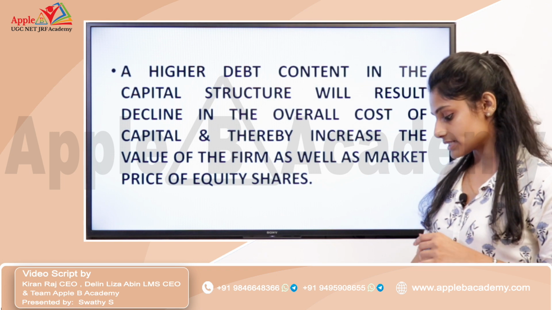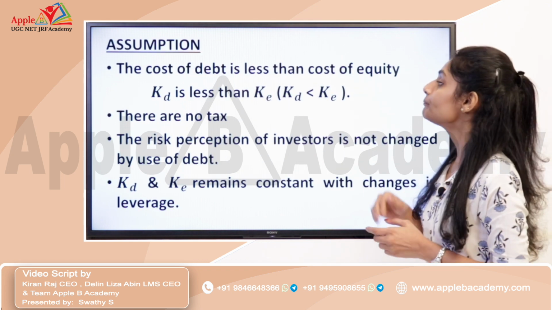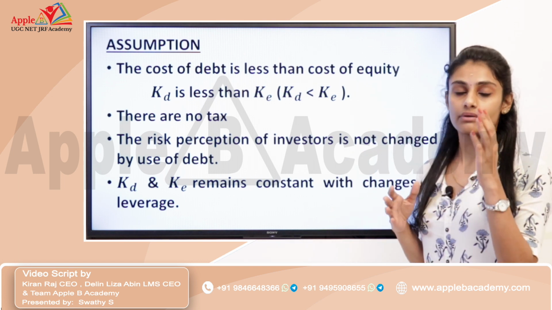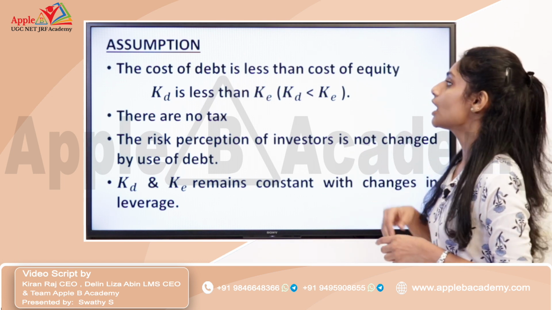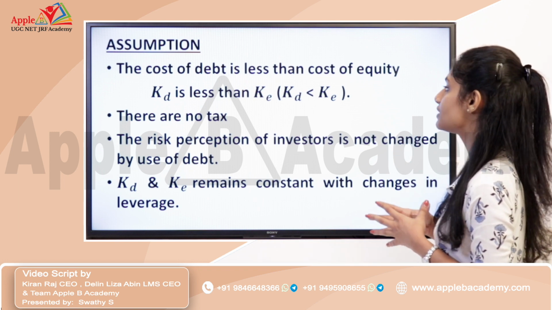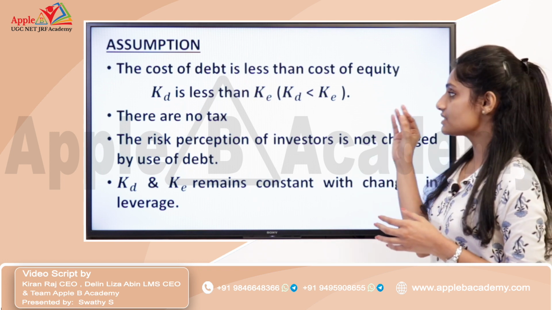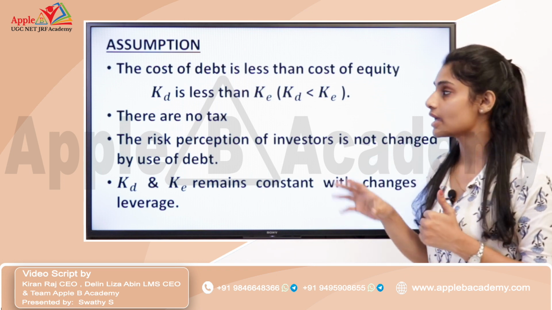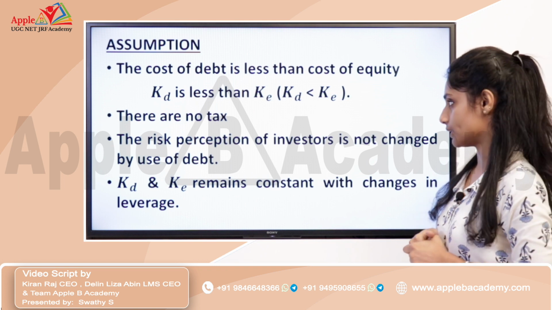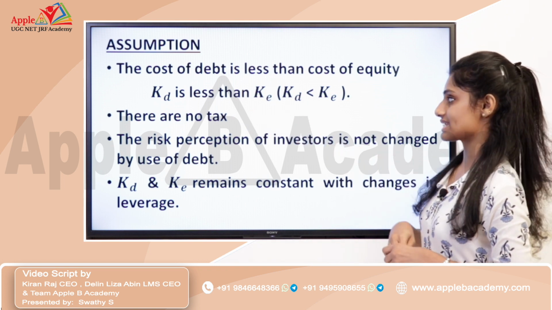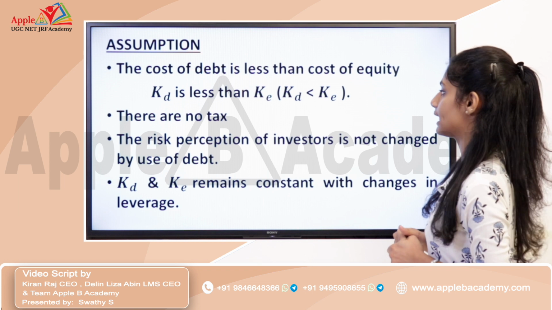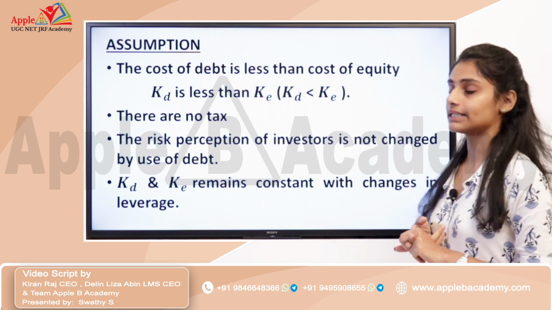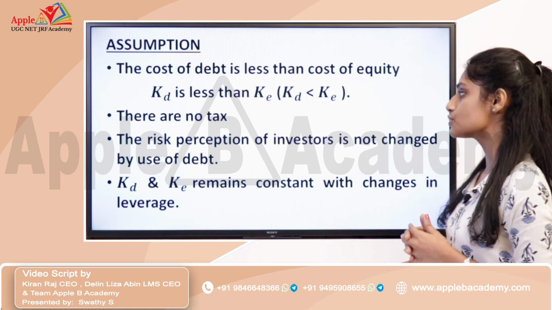Okay, so that is discussed under this particular theory, and here there are certain assumptions. These assumptions are very important with regard to each and every approach. The first assumption is that the cost of debt is less than the cost of equity. So the first assumption in this approach is that the cost of debt is always lower when compared to the cost of equity. Cost of debt is given as KD and cost of equity as KE. And there is no tax, that is the second assumption. Tax is not considered under this approach.